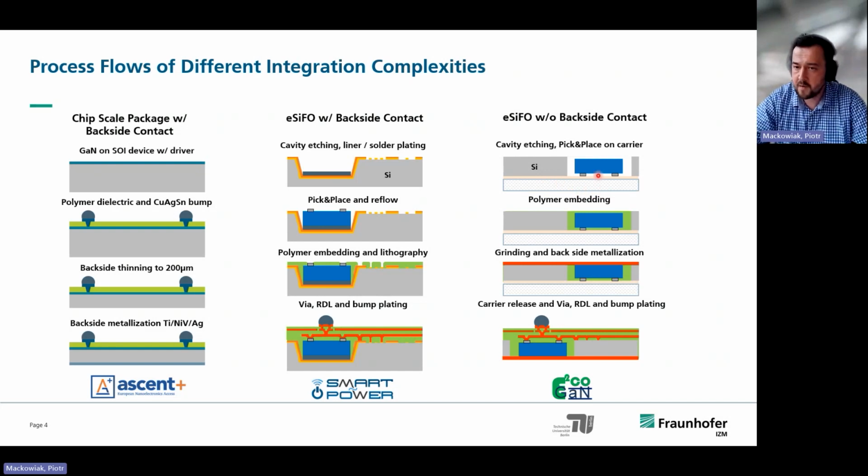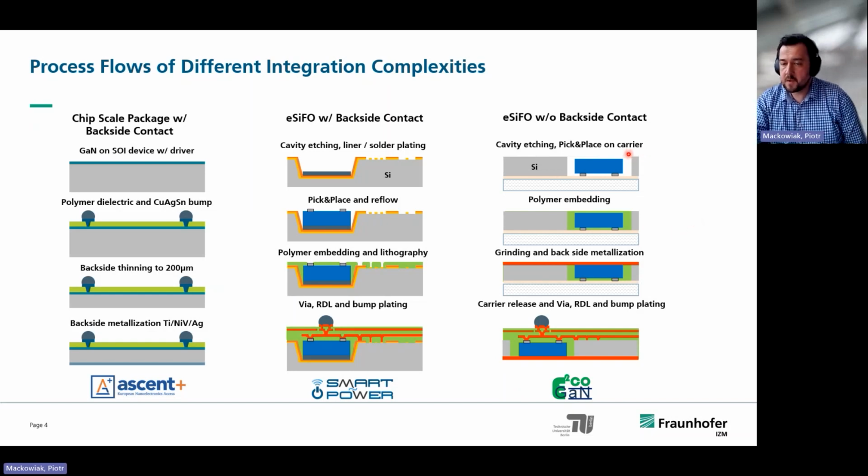We thin down the wafer and then we etch the cavity. So the cavity itself has the same height as the chip we want to embed later on. So it will be much thinner. The total device at the end will be much thinner.